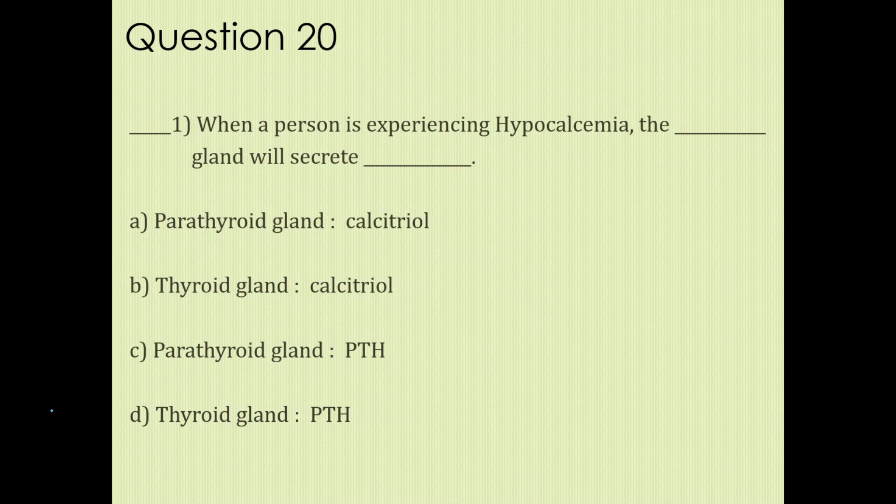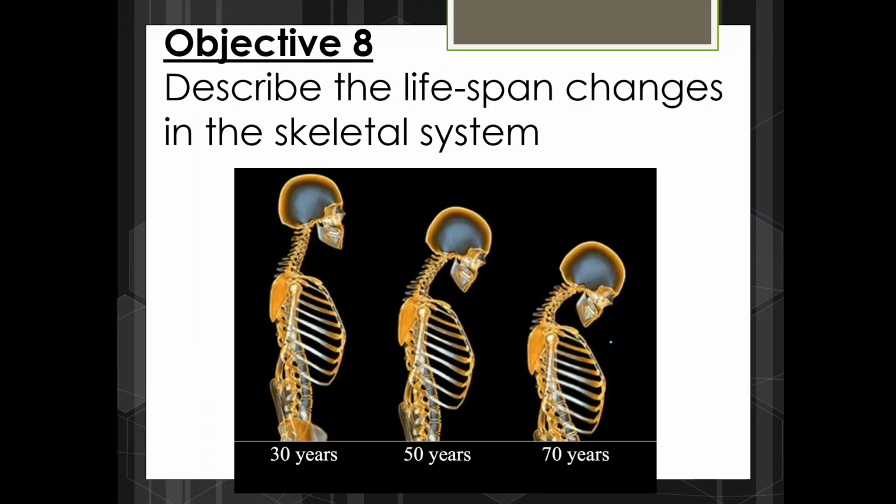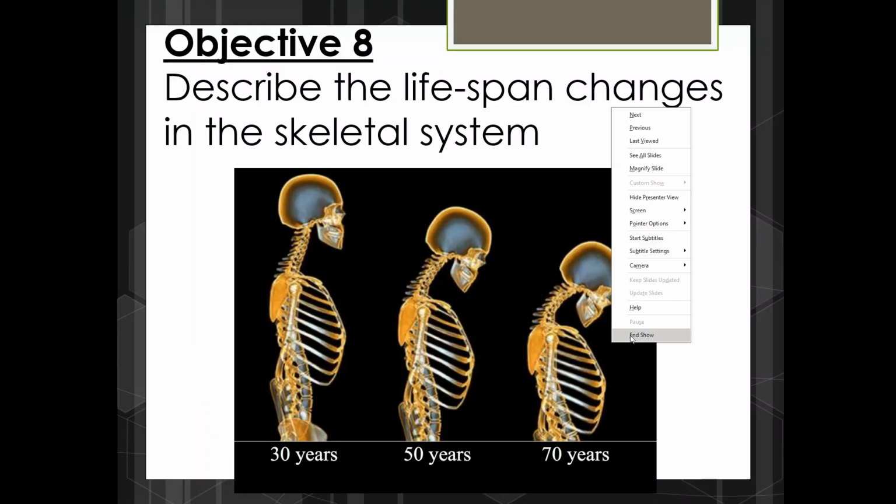So question number 20. When a person is experiencing hypocalcemia, the blank gland will secrete what? Hypocalcemia is low blood calcium. Parathyroid gland is going to secrete parathyroid hormone in that instance. Okay, that was all for objective 7.